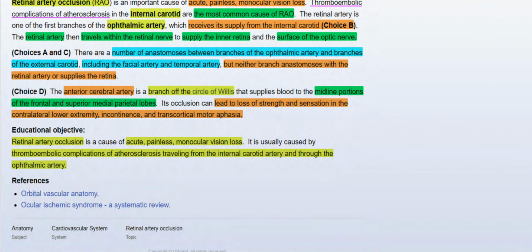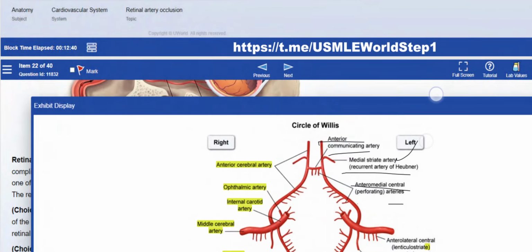Why not option D? The anterior cerebral artery is the branch of the circle of Willis that would supply blood to the midline portion of the frontal and superior medial parietal lobes. That could lead to loss of strength and sensation in the contralateral lower extremity. We talked about this, incontinence and transcortical motor aphasia. So, retinal artery occlusion causes acute painless monocular vision loss, due to thromboembolic complications of atherosclerosis traveling from the internal carotid artery through the ophthalmic artery, right?